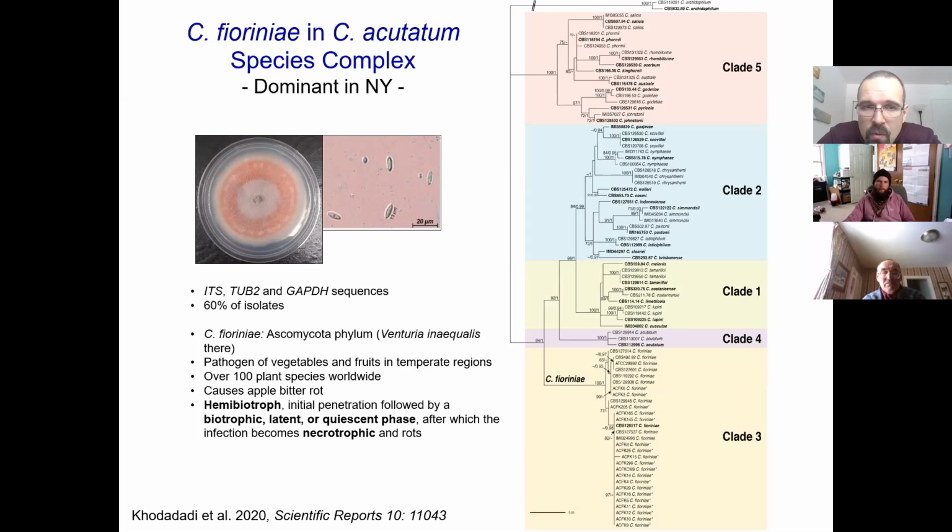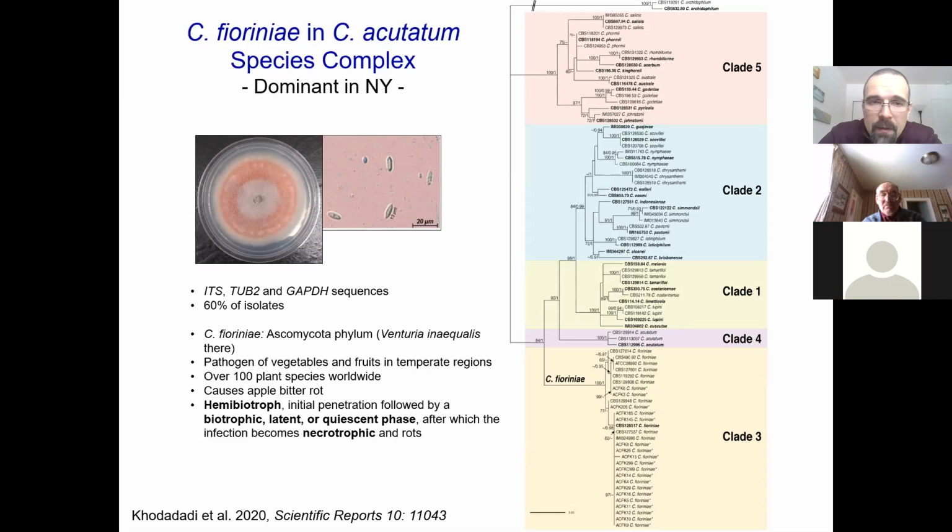It is widely present throughout the world as a pathogen of vegetables and fruits. There are over 100 different plant species worldwide that get infected by this species, and it causes bitter rot on apple. And also it has these variable lifestyles that I mentioned to you before. You can see here in this family tree there are many different clades or groups, and these other species are sister species to Colletotrichum fioriniae. But this is by far the most dominant species.